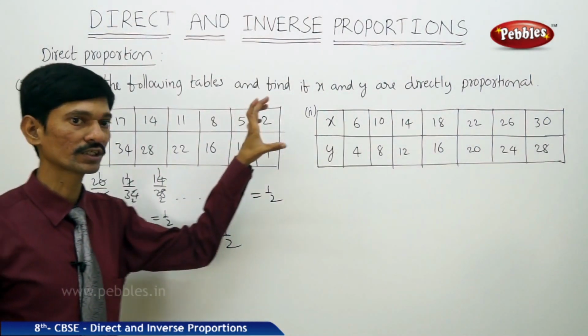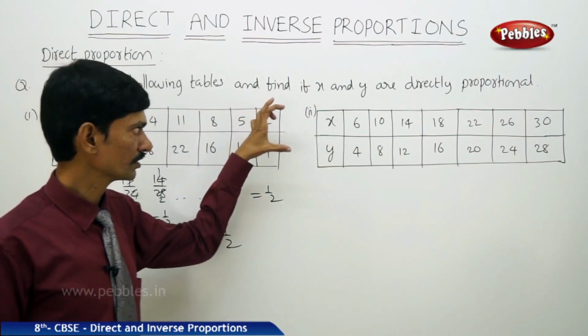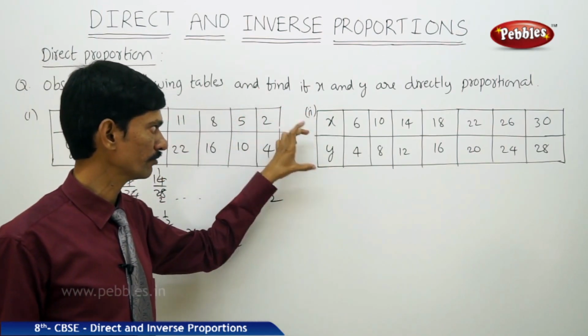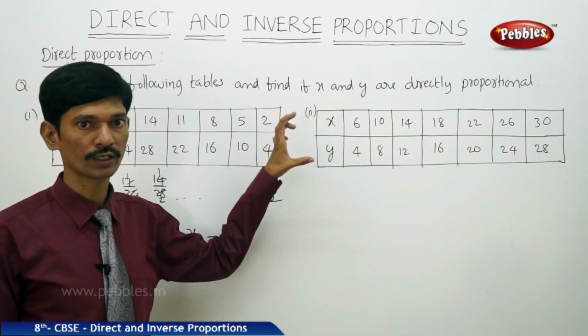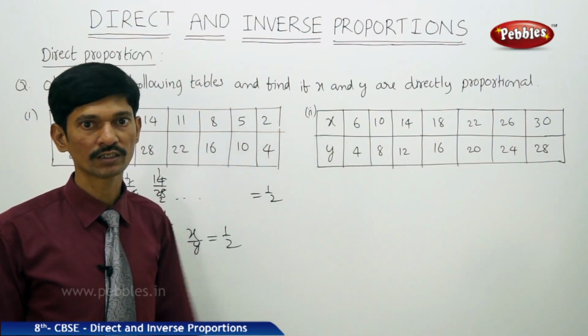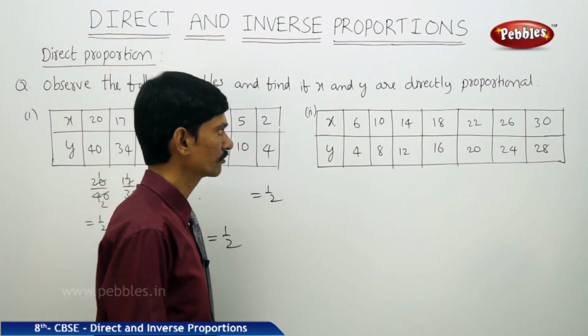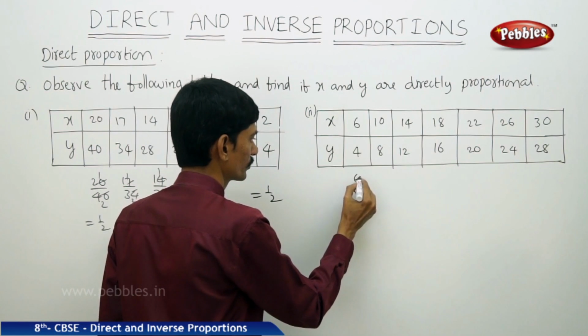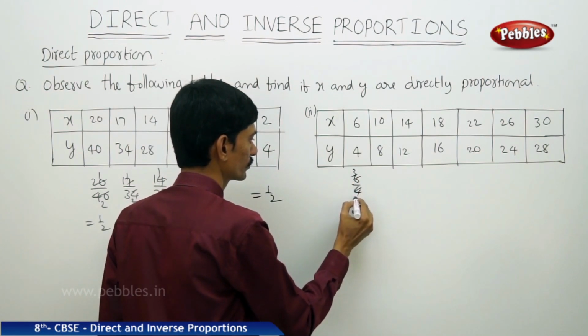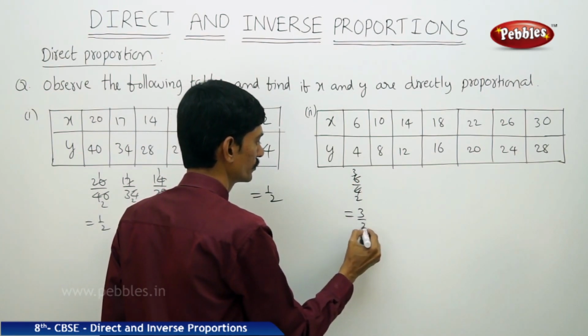Now let us see the second table. In the second table also the x values and y values are given. Now let us find the ratio of these two quantities x and y in each case. Now let us see whether they are equal or not. Now here 6 by 4. So 2 threes are 6, 2 twos are 4. This equals 3 by 2.